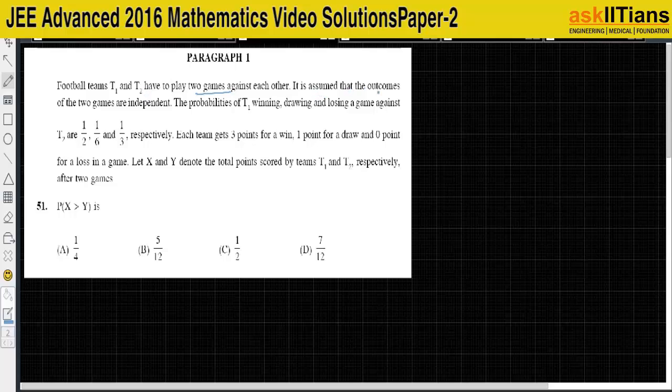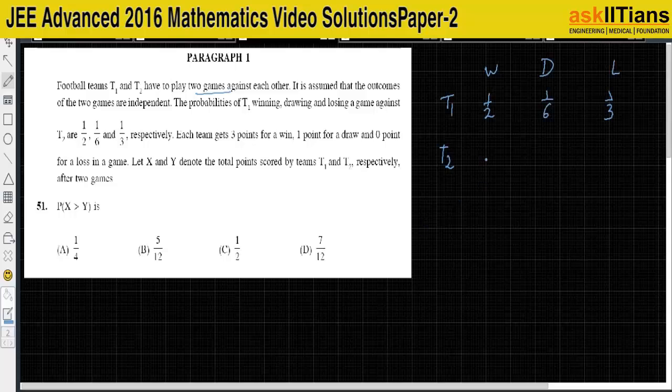It is assumed that the outcomes of the two games are independent. Okay, the probability of T1 winning, drawing and losing is given. The probability that T1 wins is 1/2, draws is 1/6, and loses is 1/3. So what will be the probability of T2 winning, losing and drawing?